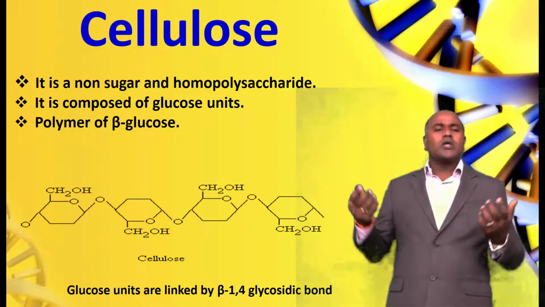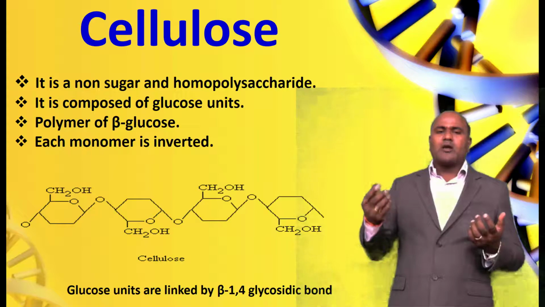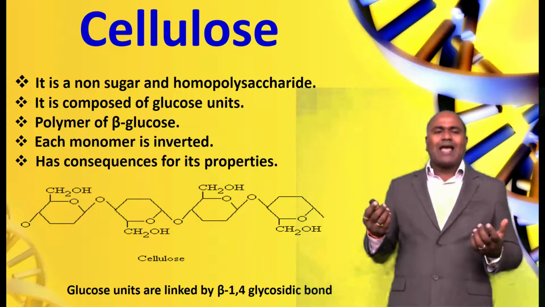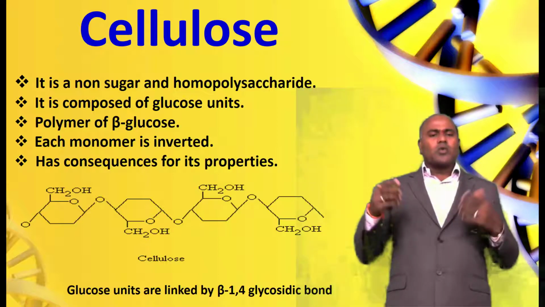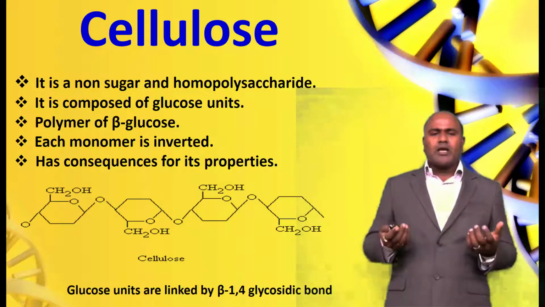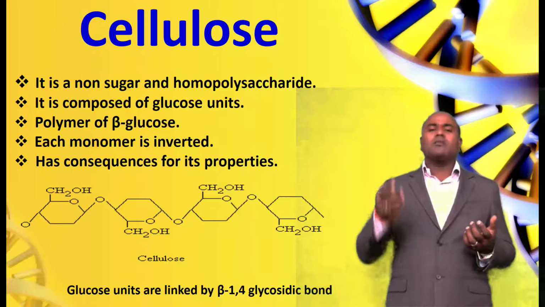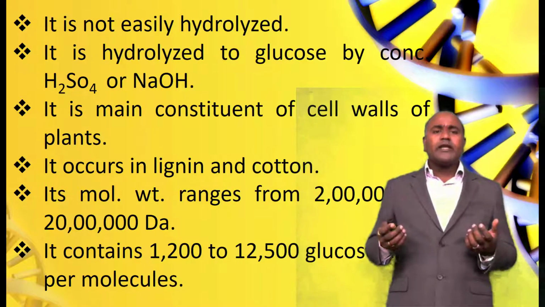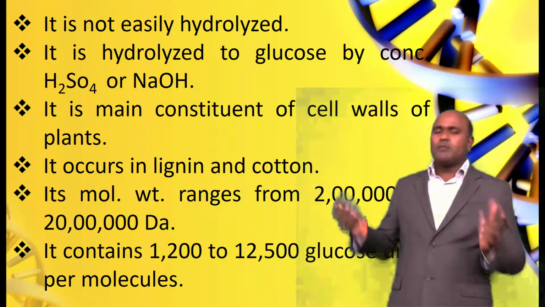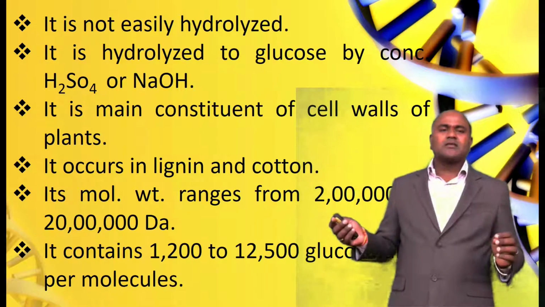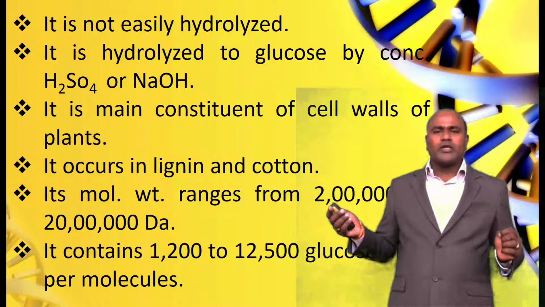And coming to cellulose, cellulose is a non-sugar molecule and a homopolysaccharide composed of glucose sugar units, a polymer of beta glucose, and each monomer is inverted, which is a consequence for its properties. The glucose units are linked by beta 1,4 glycosidic bond linkage. It is not easily hydrolyzed; it is hydrolyzed only with acids.